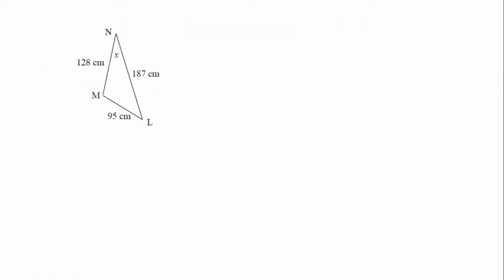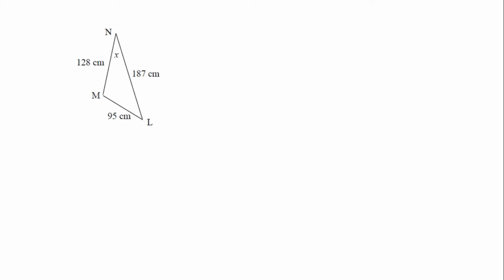Now, looking at this triangle, it's asking us to find x again, which is an angle. The x is in this angle right here. We have this side, and this side. Can we use SOHCAHTOA again, or there's also sine law and cosine law? Which of them would make sense for us to use this time? Anybody?